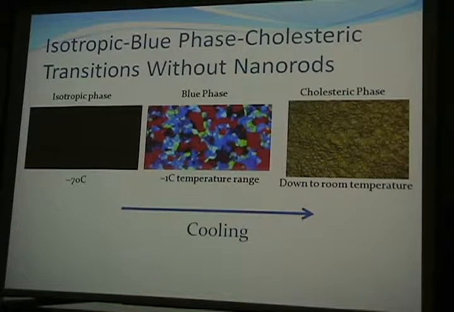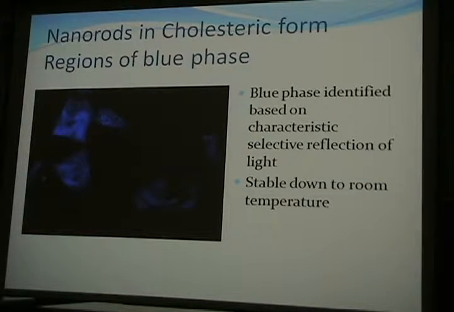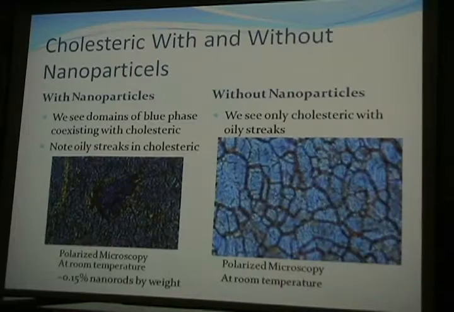But if I mix some nanorods in my cholesteric sample, in the isotropic phase, and then I sonicate it to get some heat, to make sure that they're uniformly dispersed, and then cool, what I see is domains of blue phase that were stable down to room temperature. And we identify these blue phase domains based upon their characteristic selective reflection of light.